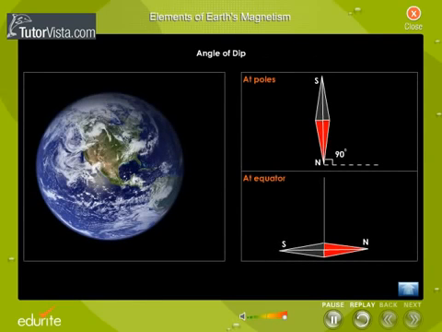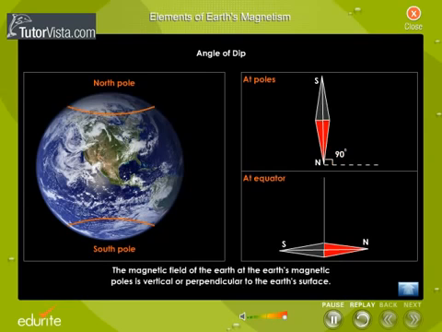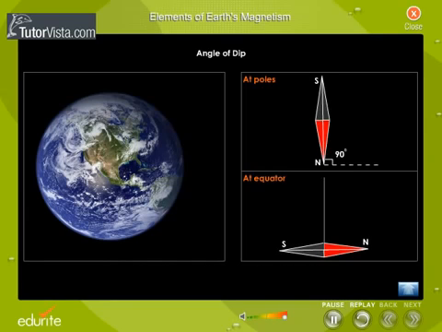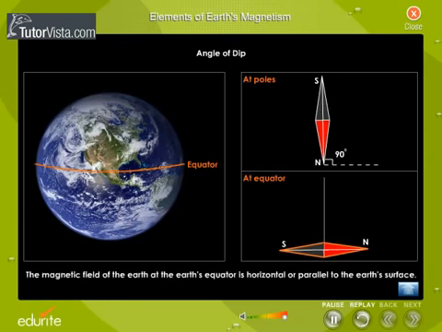Displayed here are the positions of the magnetic needle when placed at Earth's magnetic pole and at the magnetic equator. What do you observe? We observe that at the Earth's magnetic poles, the magnetic needle directs in the vertical position and, therefore, the angle of dip is 90 degrees. It means that the magnetic field of the Earth at the Earth's magnetic poles is vertical or perpendicular to the Earth's surface. Similarly, at the magnetic equator, the magnetic needle aligns in a horizontal position and therefore the angle of dip is 0 degrees. It means that the magnetic field of the Earth at the Earth's equator is horizontal or parallel to the Earth's surface.